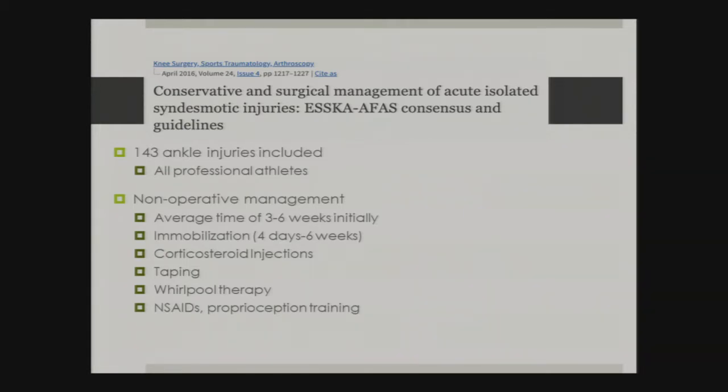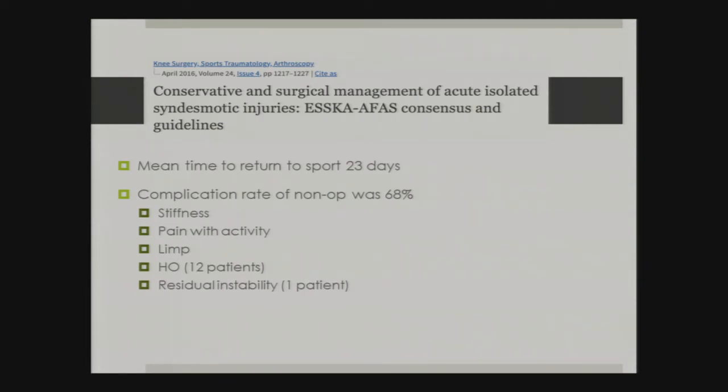In this study, it was a little bit longer. It was about 23 days before they were able to go back to full activity. And their rate of complication they found was pretty high. It was 68%. It included stiffness, pain with activity, limp, HO formation, which was also noted in previous studies, and then residual instability, which was noted in one patient.